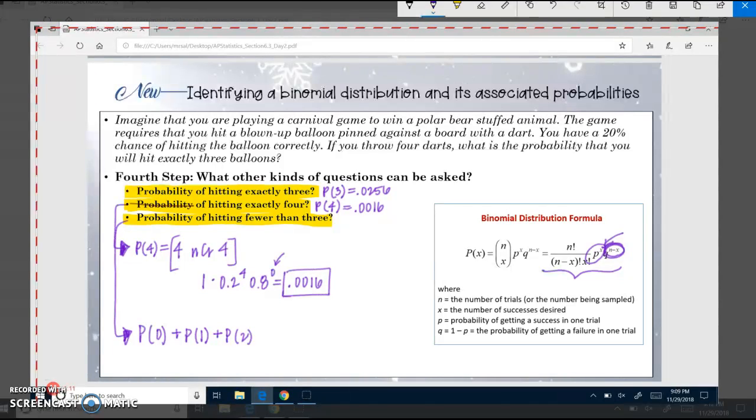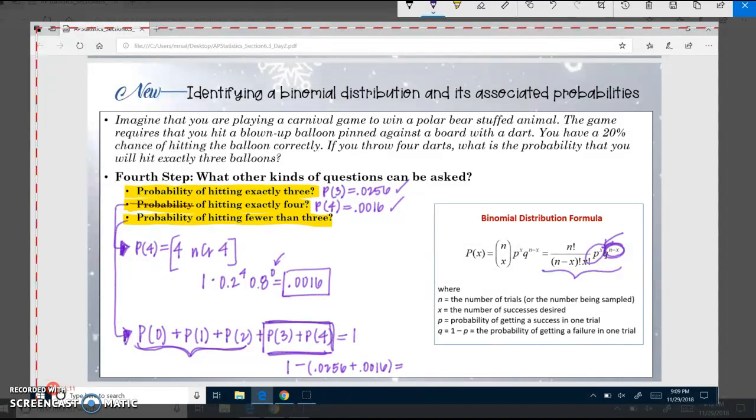The good news is, though, that we know if we were to add probability of 3 here and probability of 4, all of the different probabilities together have to equal 1. So if we're interested in these probabilities, so the ones that are smaller than 3, well, we can just subtract these 2 values from 1. And we've already calculated those 2 values here and here. So I can answer the question of what's the probability of hitting fewer than 3 balloons by taking 1 and subtracting off 0.0256, the probability of hitting 3, and 0.0016, the probability of hitting all of the balloons.